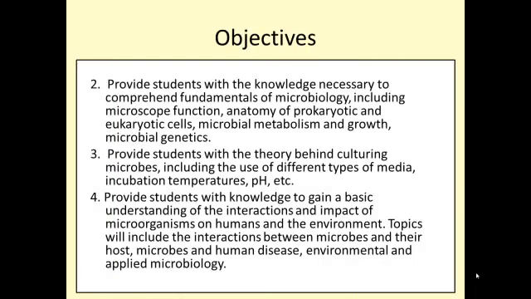This chapter fulfills three objectives. From Objective 2, mainly, learning about microbial metabolism and growth. From Chapter 3, this will help you understand the theory behind culturing microbes, including the use of different types of media, incubation temperatures, pH, etc. And then for Objective number 4, this chapter will help you understand the interactions and impact of microorganisms on humans and the environment.